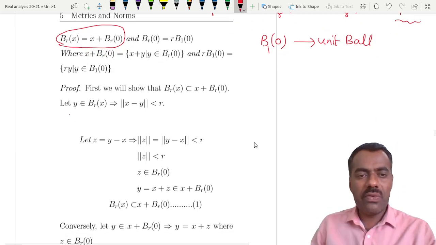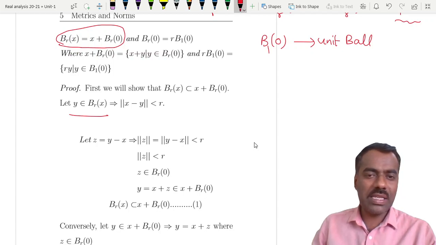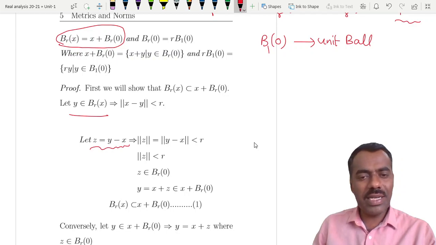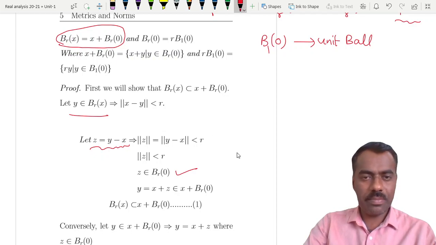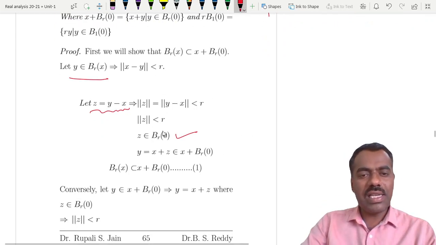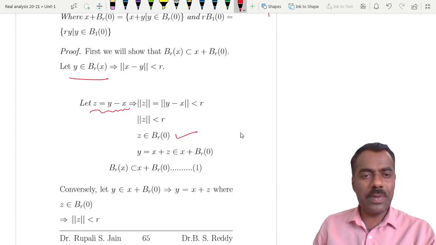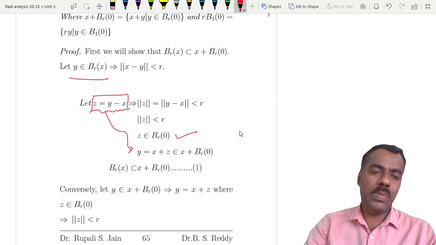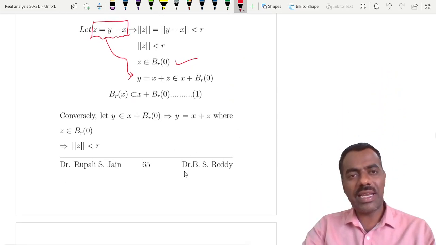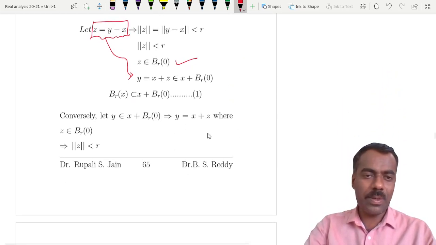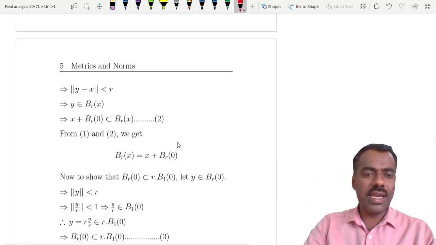Suppose y is in B(x, r), therefore norm of x minus y is less than r. Then take z equal to y minus x, therefore norm z is less than r. Norm z less than r means z is in B(0, r). So y, which is the same as x plus z, belongs to x plus B(0, r). Conversely, take some element here and show that it is there. These are all very simple things.